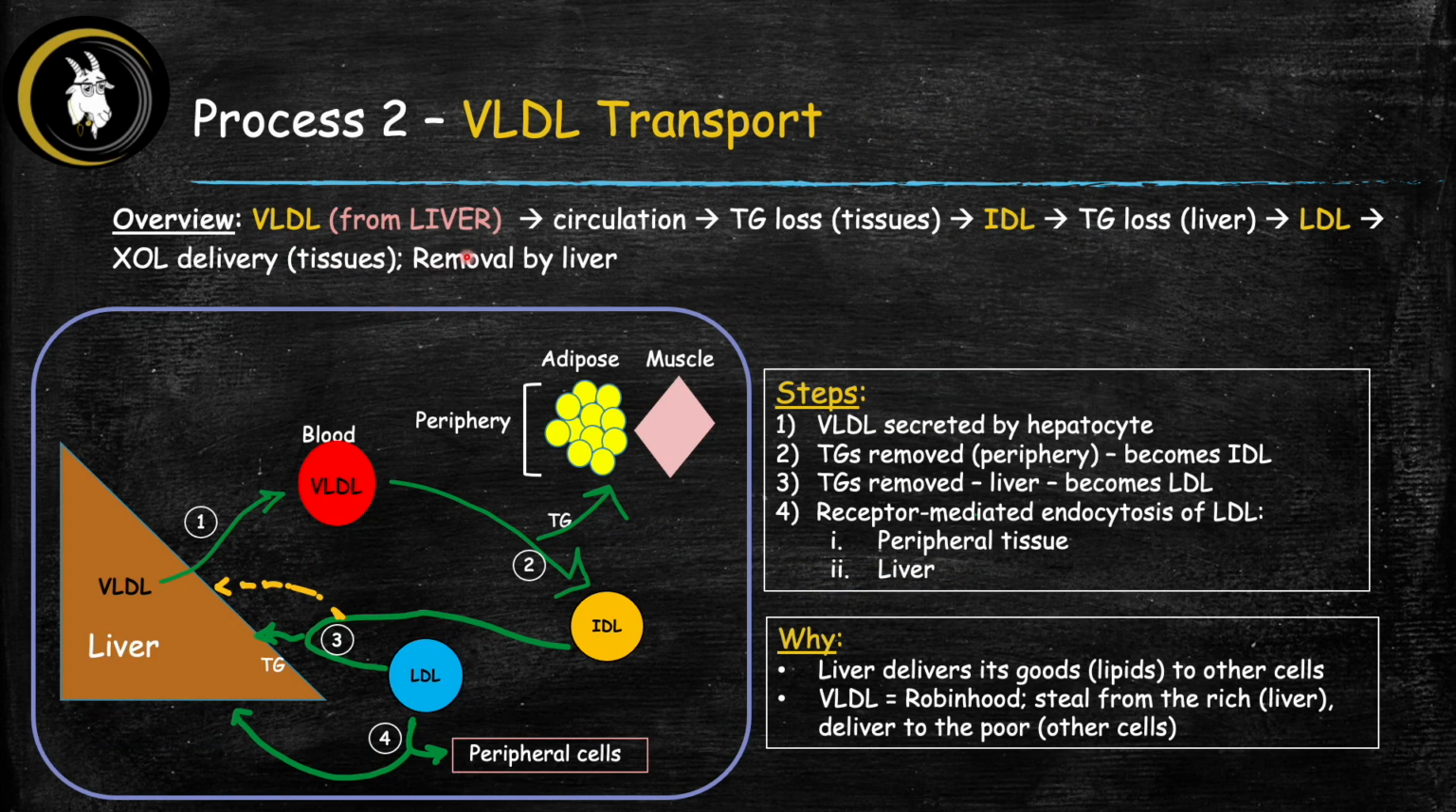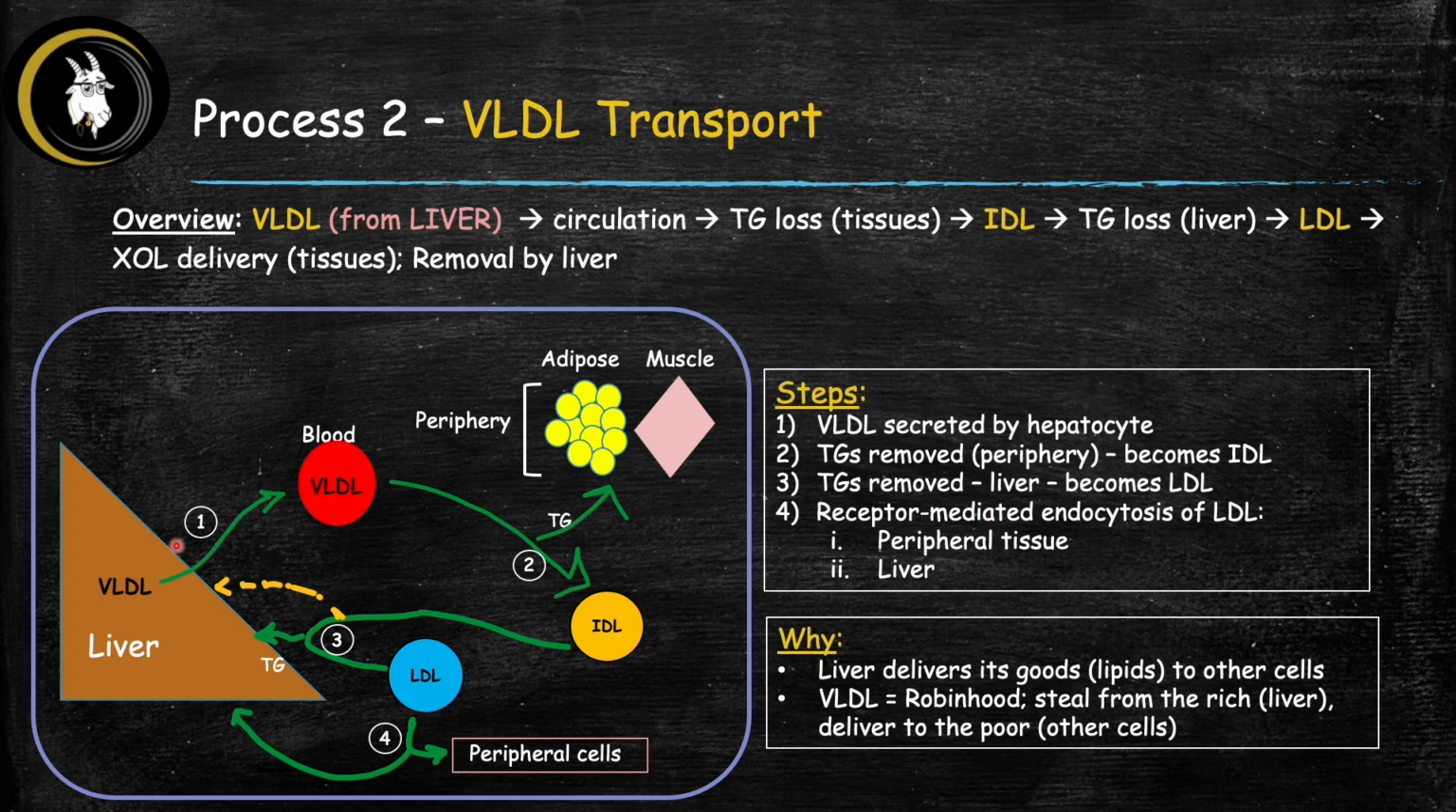All right, so now let's talk about process 2, which is the transport of VLDL. And so again, as a quick recap of our overview of this process, you have VLDL being secreted from the liver. It's going to circulate in the bloodstream, and it's going to deliver triglycerides to the tissues. So then it's going to become IDL, and then that one's going to lose more triglycerides at the liver, and it's going to turn into LDL. Then LDL is mostly made up of cholesterol, so it's going to deliver this cholesterol to the tissues. Then finally, it's going to be pulled back out of the circulation by the liver.